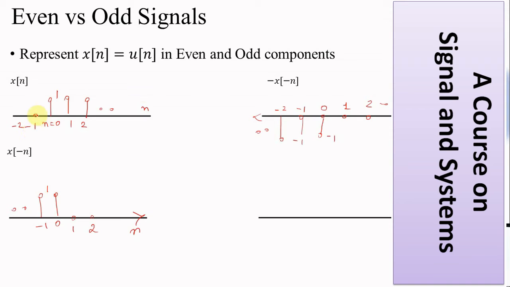So n is equal to -1, x[n] is 0, and x[-n] is 1. So I will add, and we'll get 1. At n is equal to 1, x[n] is 1. At n is equal to 1, x[-n] is 0. Therefore 1 plus 0 is 1.